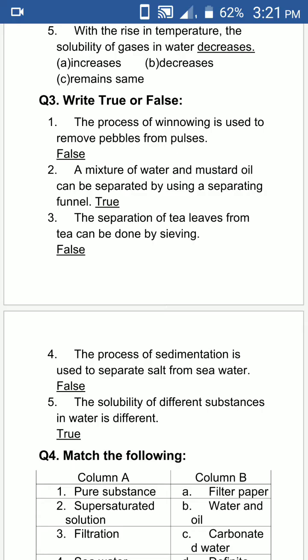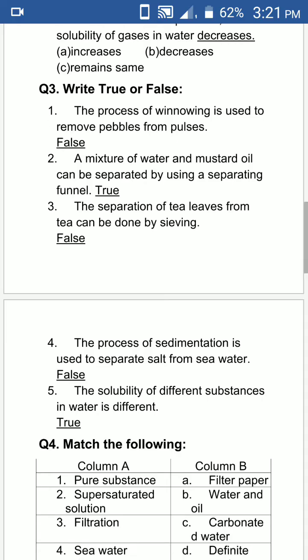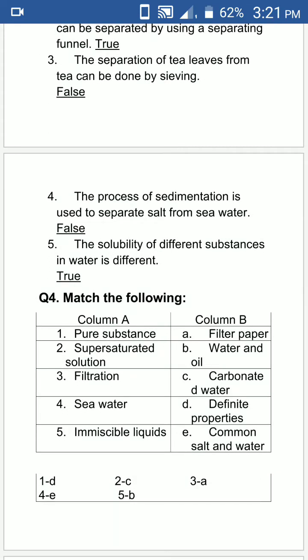The answer is false. Fourth one, the process of sedimentation is used to separate salt from sea water. The answer is false. Fifth, the solubility of different substances in water is different. The answer is true.